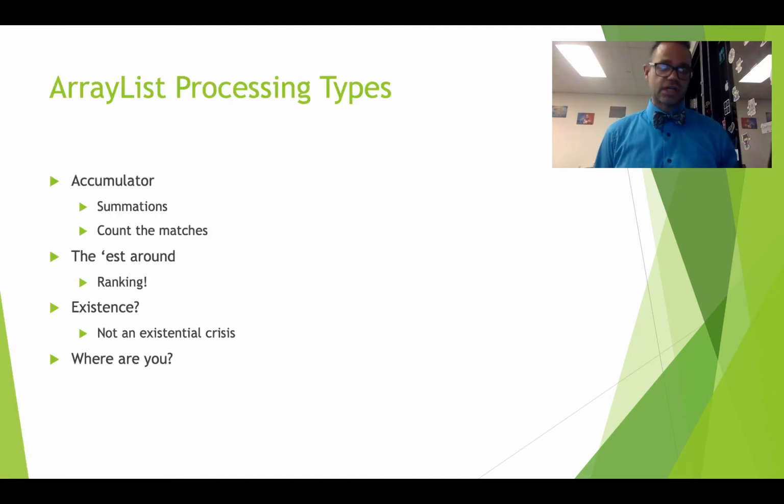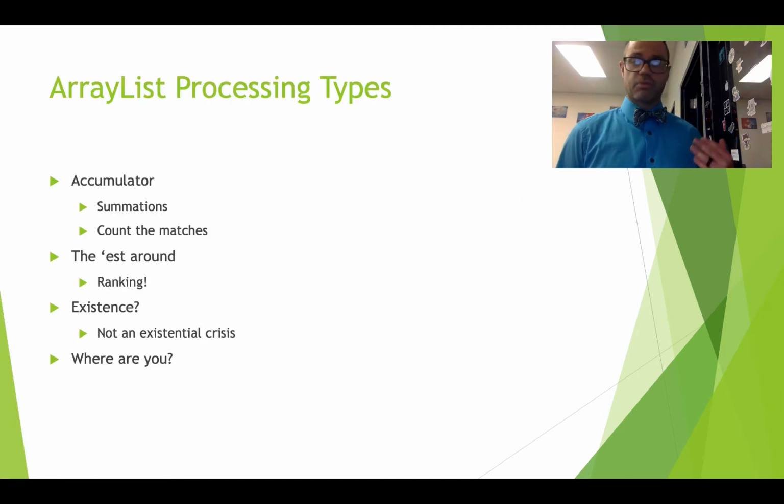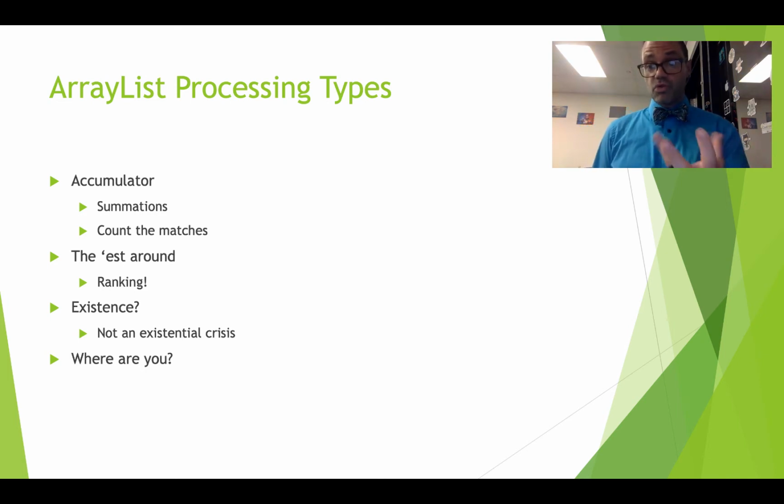The first thing we want to do is take a look at the different kinds of types we can have that process those array lists. So the first type we have is an accumulator. We're going to count up the number of things and sum them up. We're going to add up all the values. And those are either a summation or a count that matches.